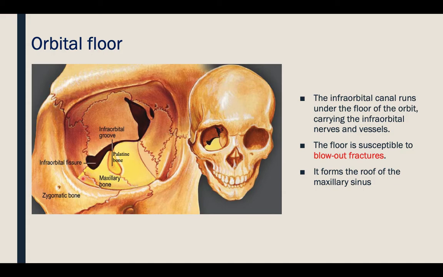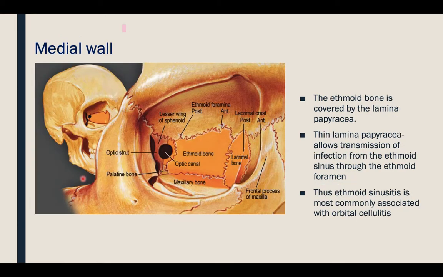When we think of blowout fractures, the next thing that should come to mind is on imaging we get teardrop sign. So the floor forms the roof of the maxillary sinus. The medial wall. The medial wall is made up of 4 bones: the frontal process of maxilla, the lacrimal bone, the ethmoid bone, and the body of the sphenoid bone.